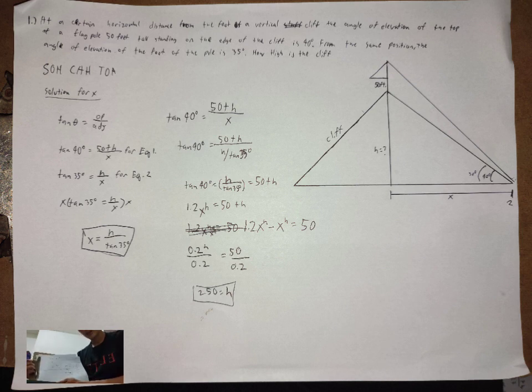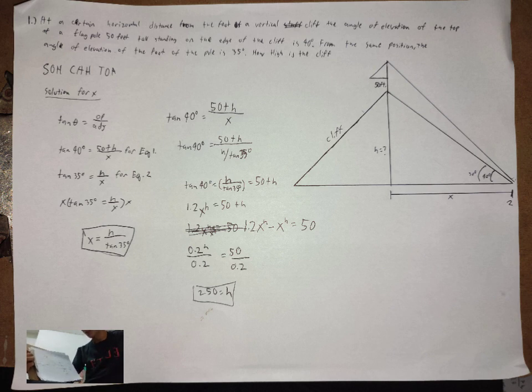In trigonometry, the question here is: at a certain horizontal distance from the foot of a vertical cliff, the angle of elevation of the top of a flagpole 50 feet tall, standing on the edge of the cliff, is 40 degrees. From the same position, the angle of elevation of the foot of the pole is 35 degrees. How high is the cliff? So here's the answer and the graph for number 1 in trigonometry.